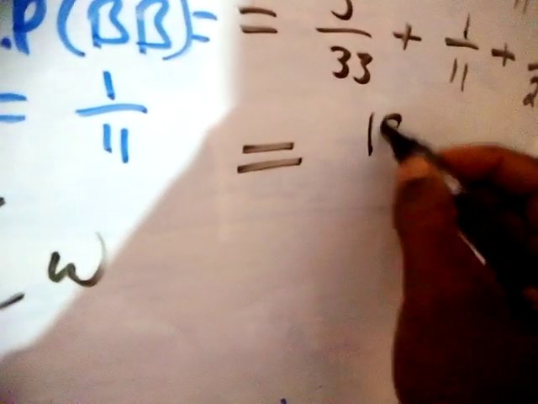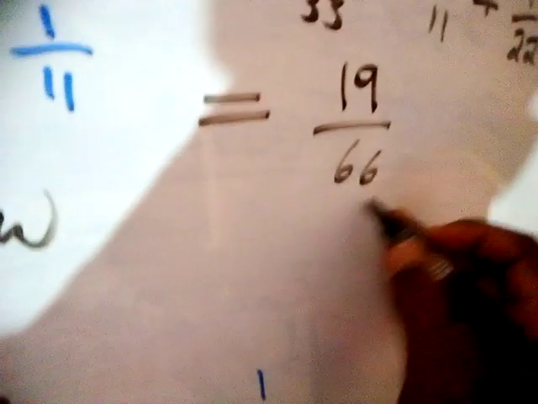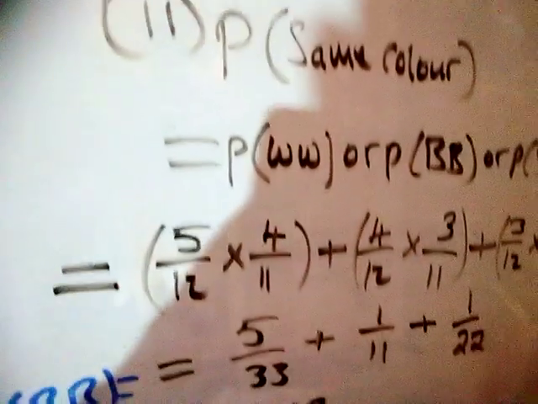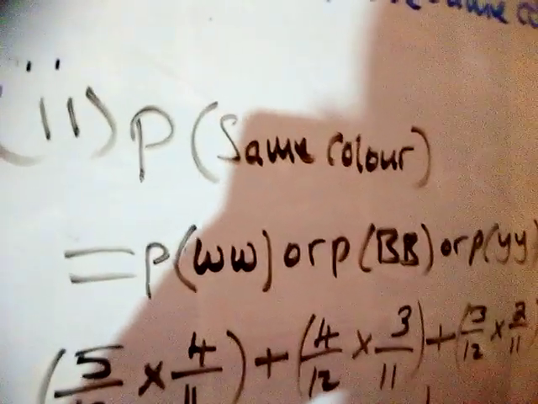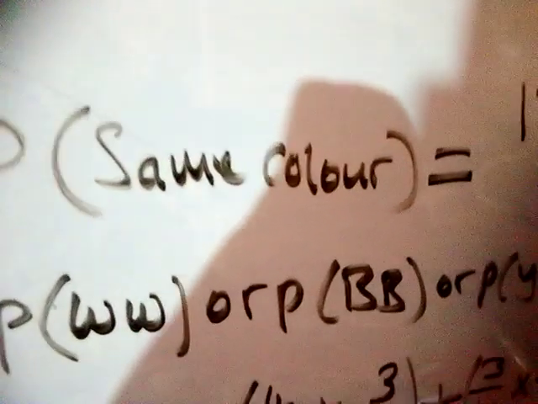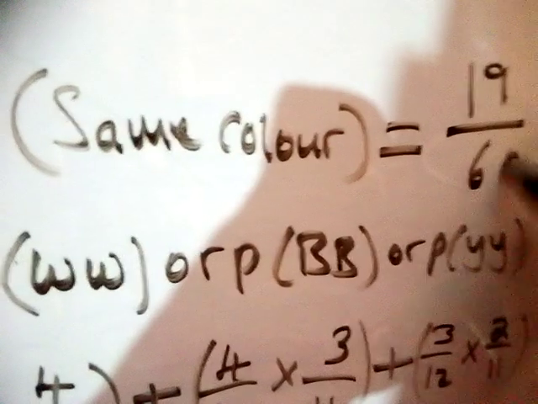So we're going to write our answer: 19/66. This is the probability of picking the pieces of chalk of the same color, which equals 19/66, and this is the solution.